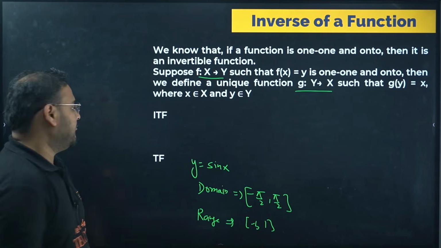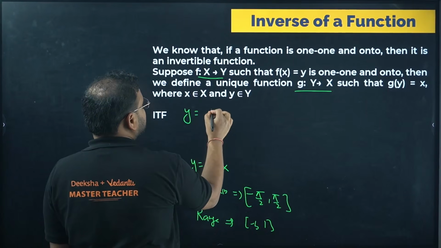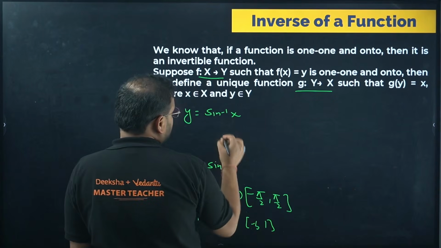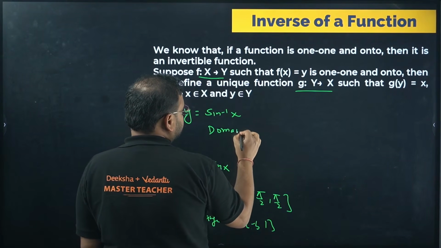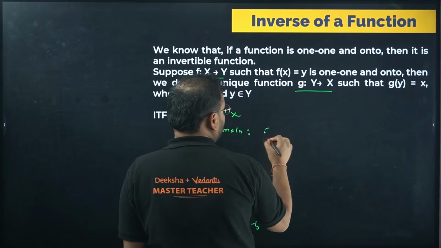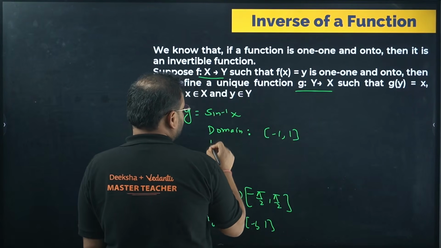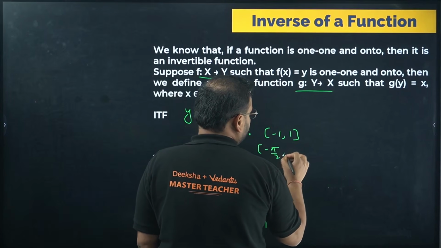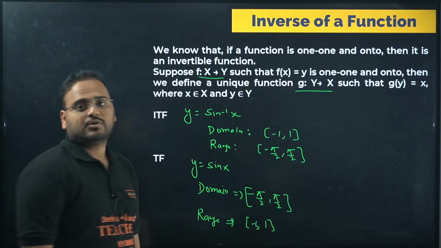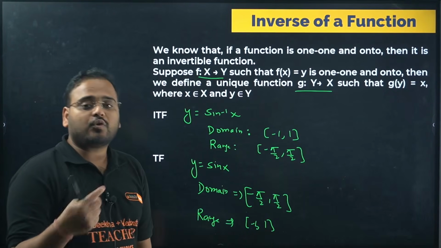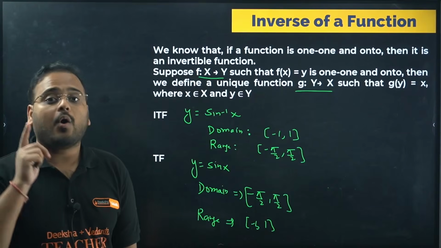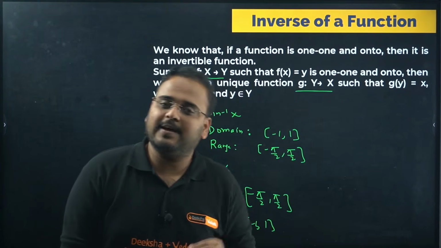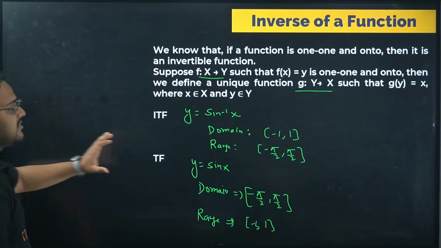Whereas in this ITF, if I write the function like this: y equal to sine inverse of x, what happens? The domain becomes this one, minus 1 to 1, and the range is of course minus pi by 2 to pi by 2. This is your range. So the basic idea from here is that the output of an inverse trigonometric function will always be an angle. That range value, the y value, will always be an angle in the case of an inverse trigonometric function. Is it clear, guys? Yes.